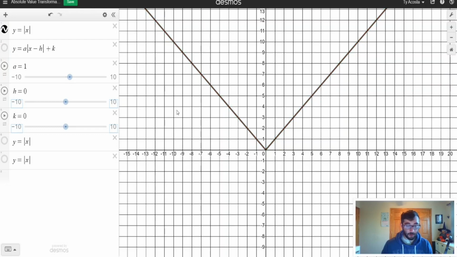What I have here is our parent function graphed in black, and I also have our transform function in red. Right now, we haven't done anything to it yet, so that's why they lay on top of one another. But I'm going to start messing around with this value of h. Notice, as we are adding or subtracting some number inside the absolute value, see what happens. It moves horizontally. It is moving left and right. So that is exactly what happens when we add or subtract inside the absolute value function. We move the graph left and right. So let's go ahead and write that down.